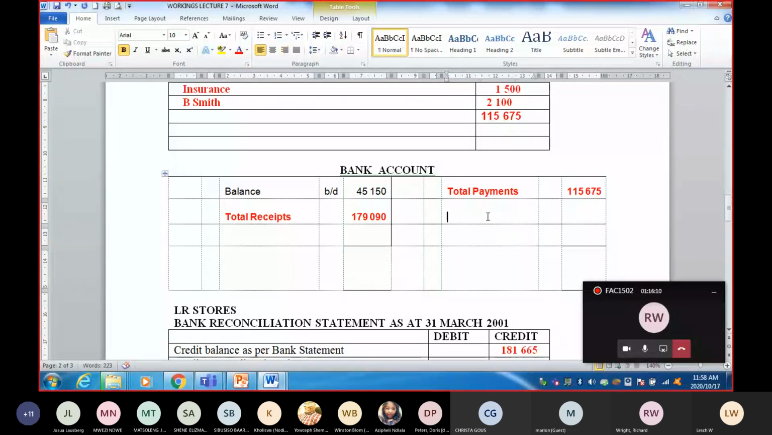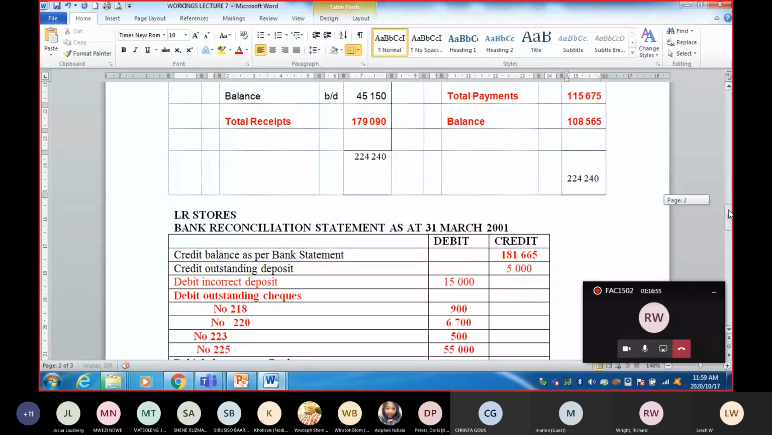We will balance our bank account now, calculate the difference between the two sides. And if you balance that bank account, you will now get a difference here of 108,565. Just add up there, you will get 224,240. And on the credit side, you will get that amount of 224,240. The bank account is balanced.